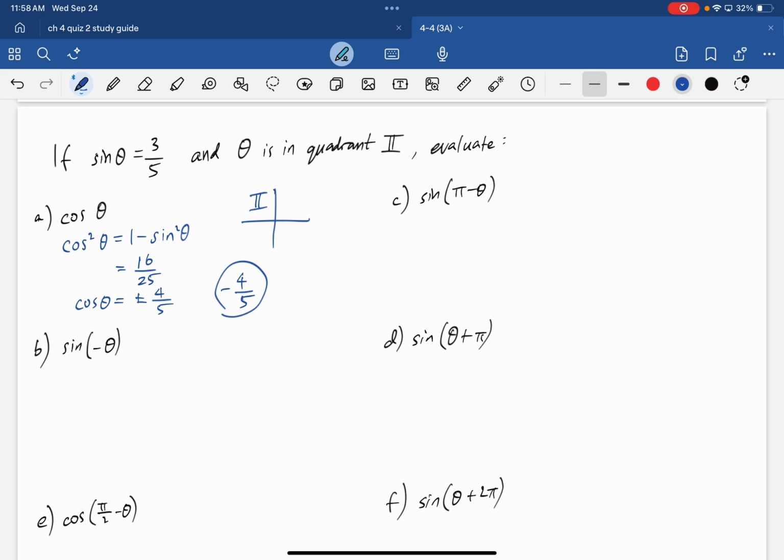Sine of negative theta. Here I'm going to use the fact that sine is an odd function. So sine of negative theta is negative sine theta, which is negative 3/5. Okay? If you're confused, what you could also do is simply observe that, if my point was here and this was theta, then this point is negative theta, right? And so that's just flipping the y coordinate, which means that sine becomes negative when we put in a negative theta.